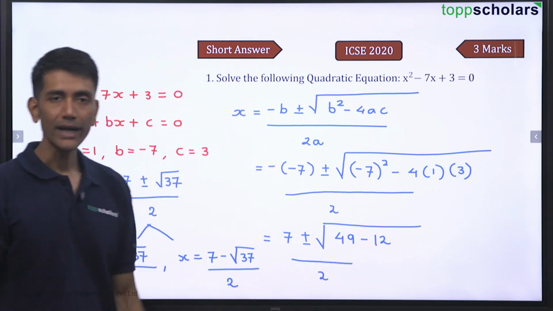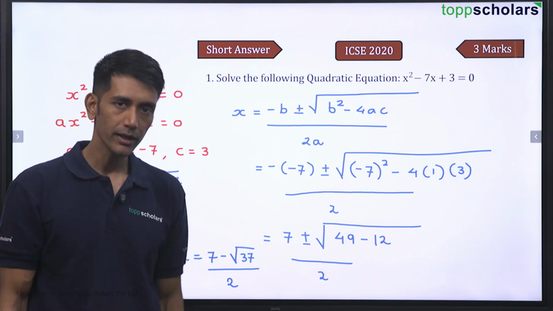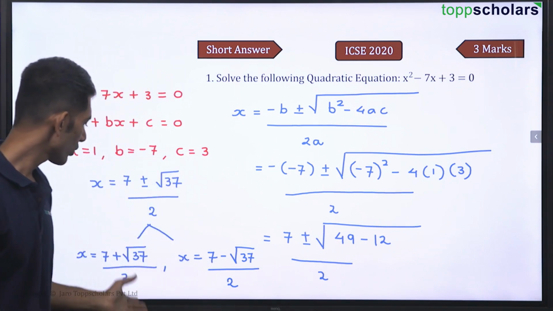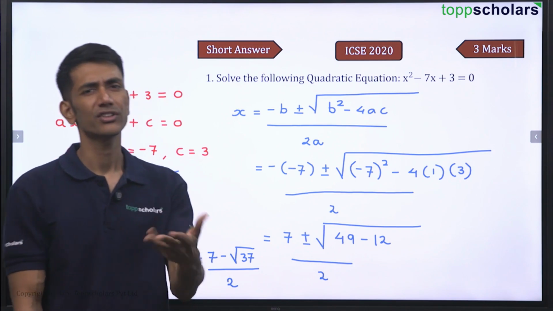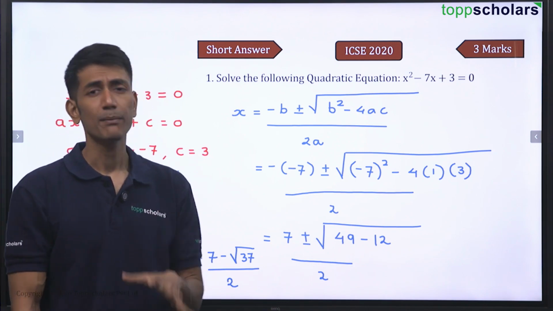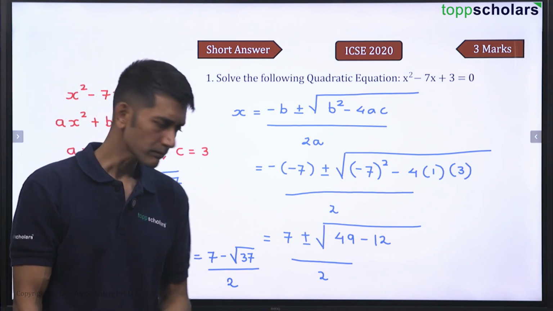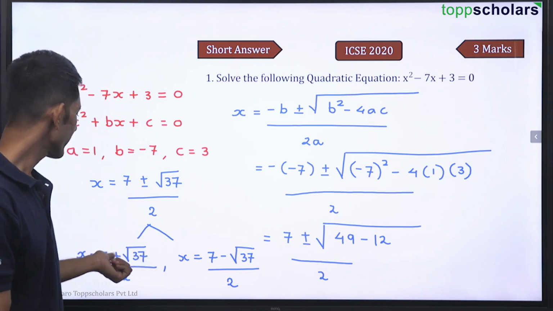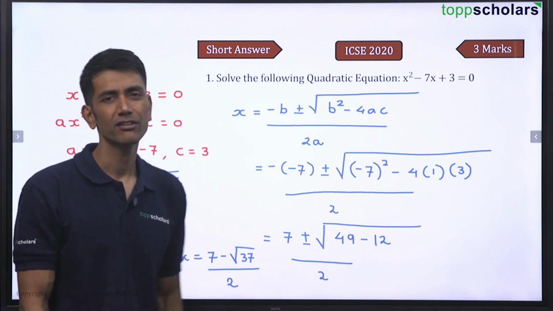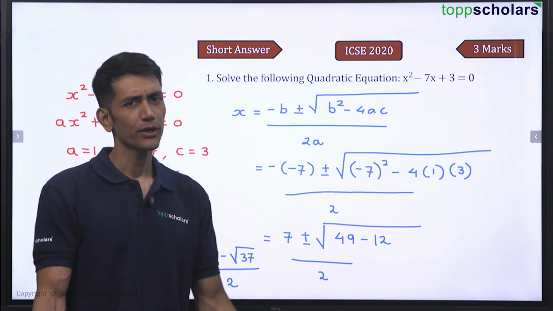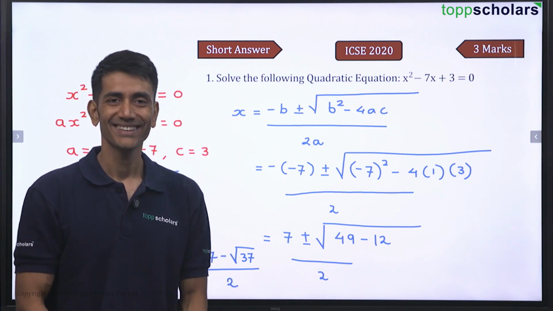They have not told you to write down the answer in decimal, so it is not needed. Even if they tell you under root of 37, it is 6 point something because 6 square is 36. So you'll have approximately 6.1 and then 7 plus 6.1 divided by 2, 7 minus 6.1 divided by 2. You can do it in that way as well, right?